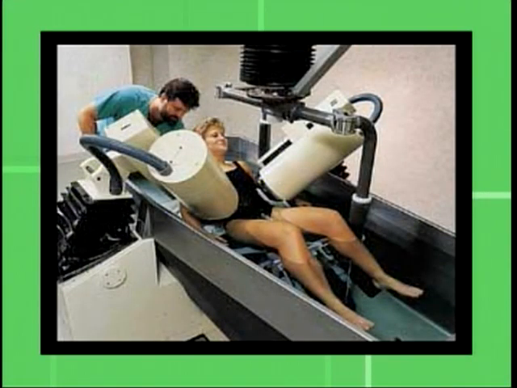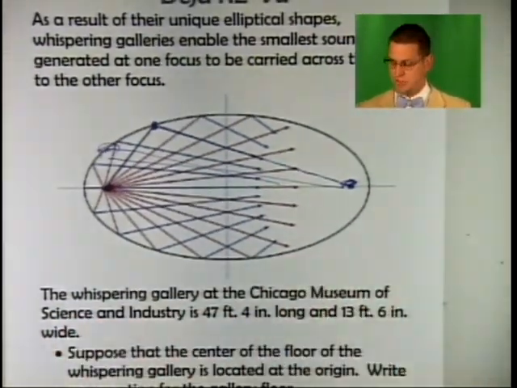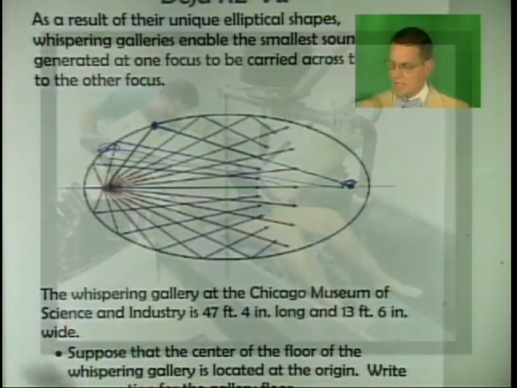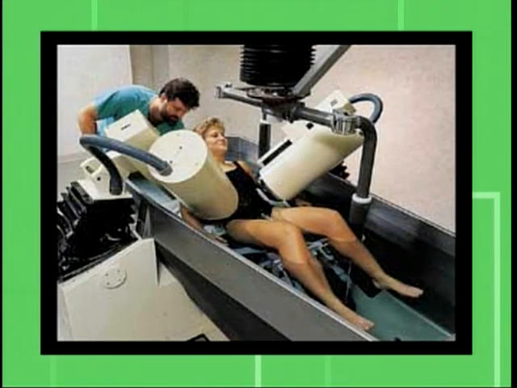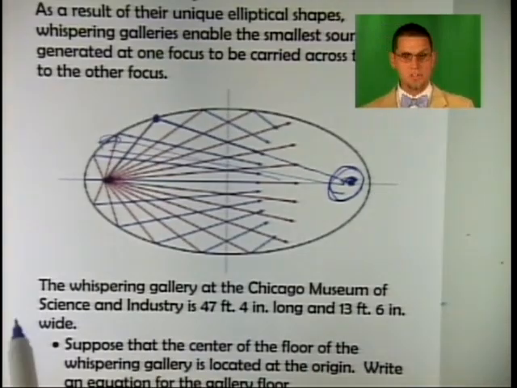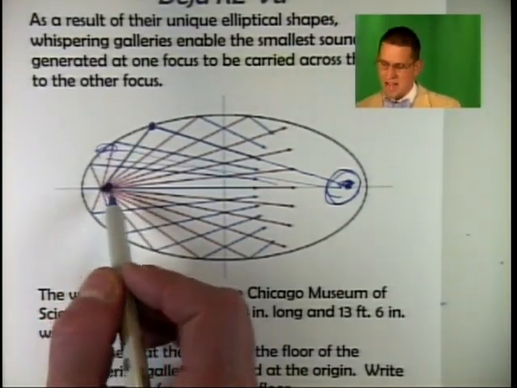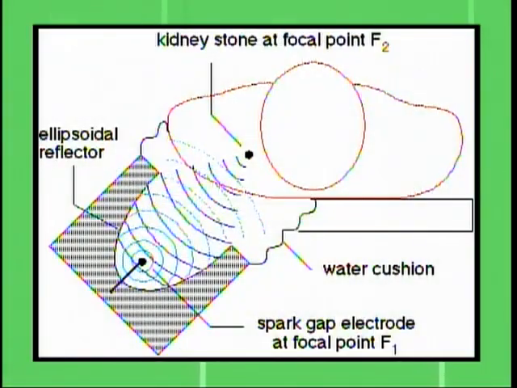Another place where you might have seen this used is in hospitals. If you've ever had kidney stones, you might have had a non-invasive procedure called lithotripsy. And what lithotripsy is, it works on the reflective properties of an ellipse. They sit the person down into a vat of water. Well, that vat is actually shaped like an ellipse. It's an elliptical vat. And what they do is they carefully position a patient precisely at one focus of that ellipse.